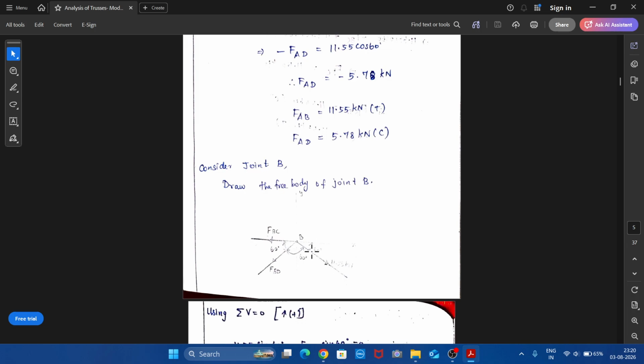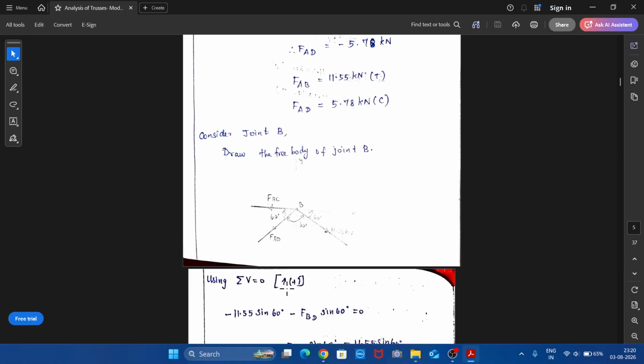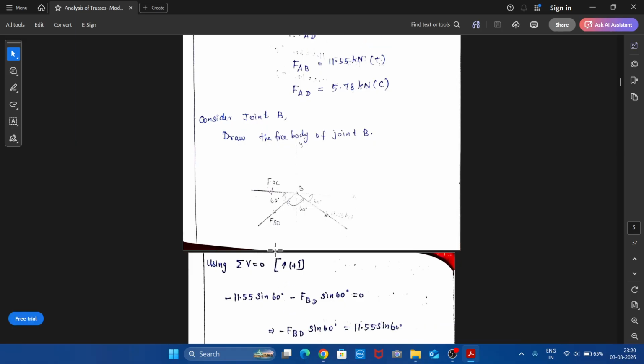And this angle is 60 degree. This angle is also 60 degree. Now we need to use the equation sigma V equal to 0, upward positive. So we don't have any purely vertical force. We have two inclined forces, so these two inclined forces can be resolved vertically. And this is a purely horizontal force. This will not have any vertical component.